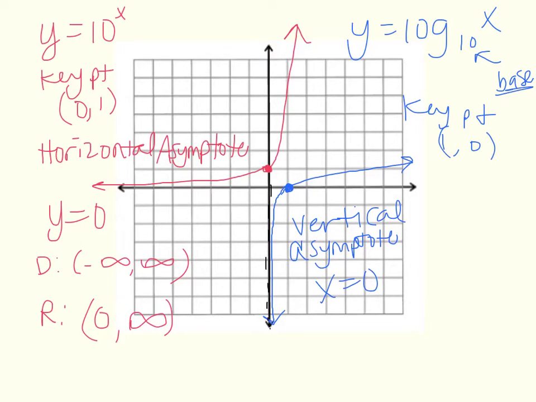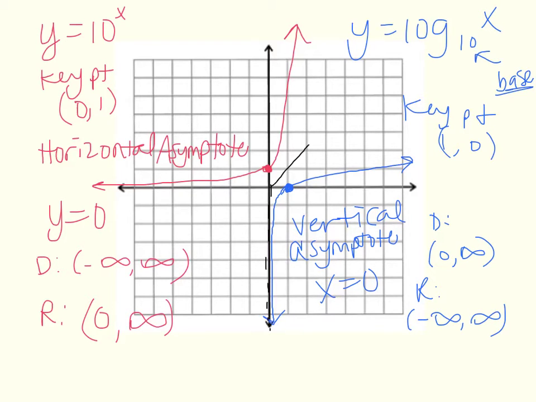Now, your domain is going to be 0 to infinity, because if you're reading from left to right, it starts at the 0 without ever actually touching it, so you have that parenthesis. And your range is negative infinity to positive infinity.